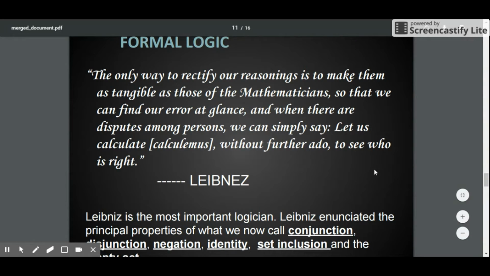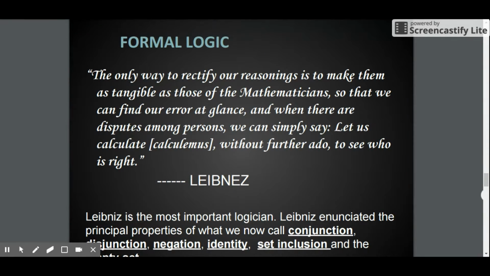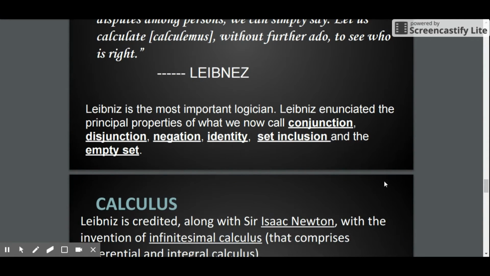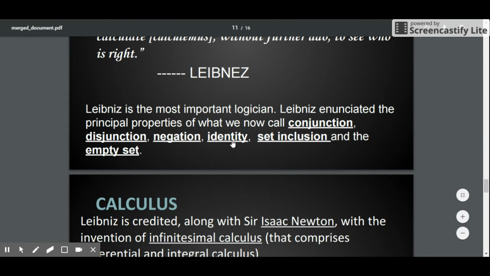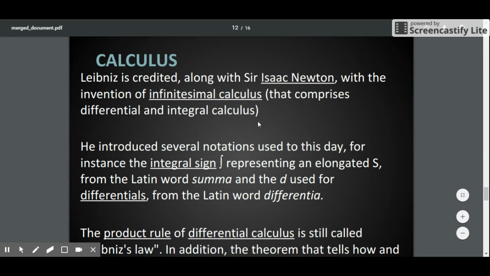This is the statement given by Leibniz: The only way to rectify our reasonings is to make them as tangible as those of mathematicians, so that we can find our error at a glance, and when there are disputes among persons we can simply say, let us calculate, without further ado, to see who is right. The present concepts of conjunction, disjunction, negation, identity, set inclusion, and empty set were introduced by Leibniz.